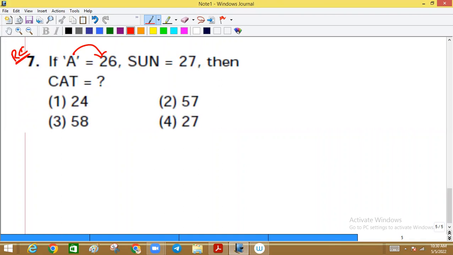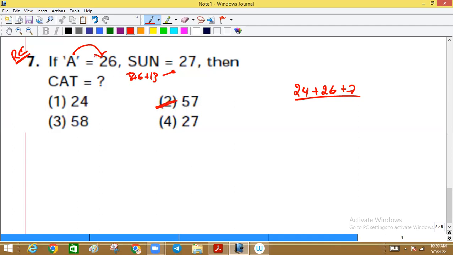For the answer? 57. Okay. What about YES? Y reverse, how much? 8. Now you have to give a number here. U 6. N 13. So 13 plus 6, 19. 19 plus 8, 27. In the same way, what is C from reverse? 24. A from reverse, 26. T from reverse, 7. Okay. So what is the answer?